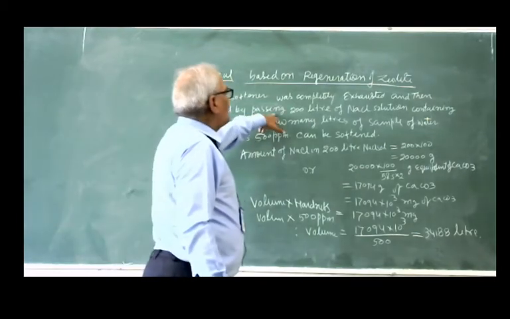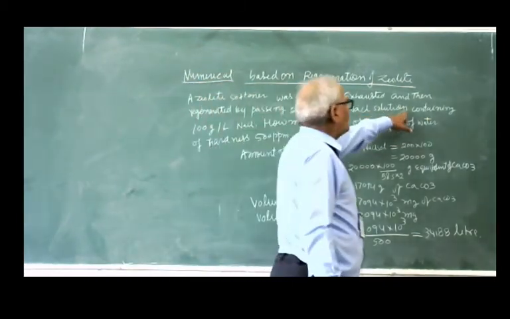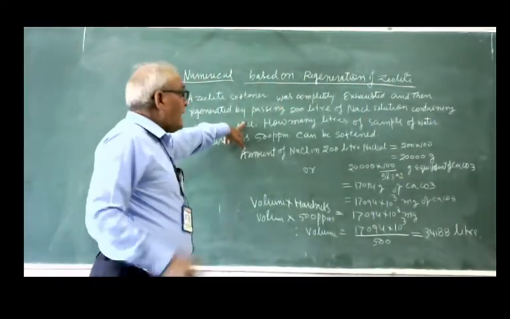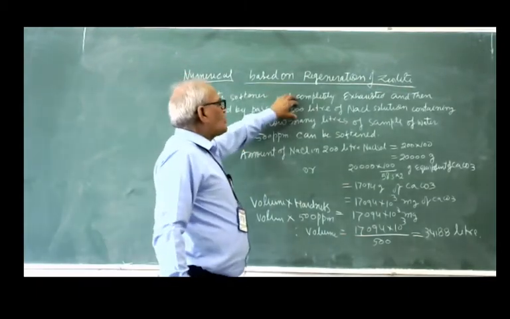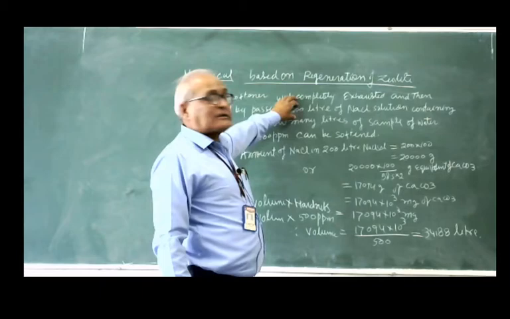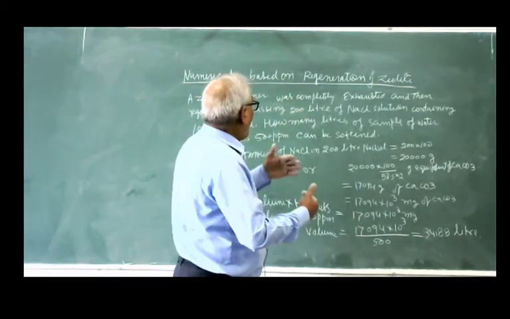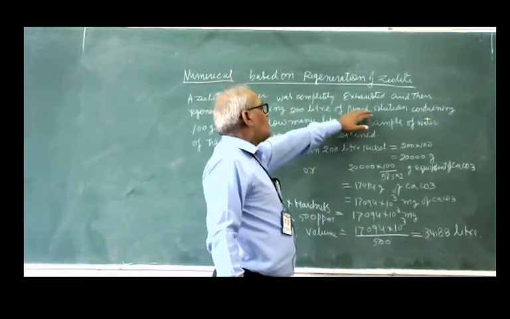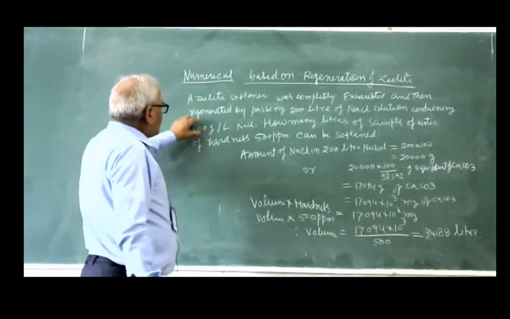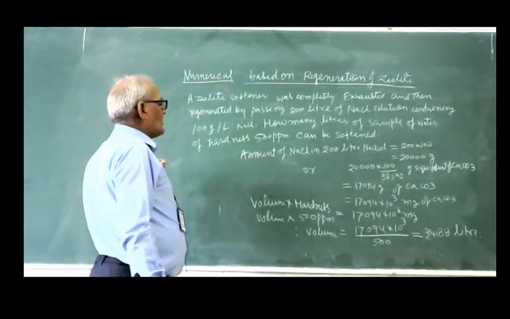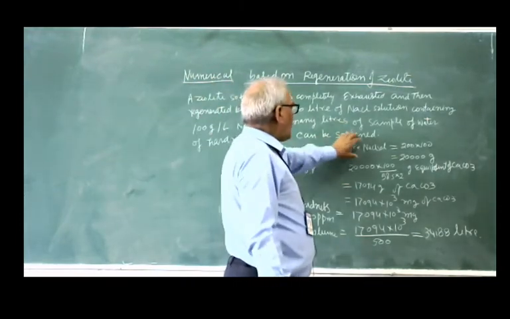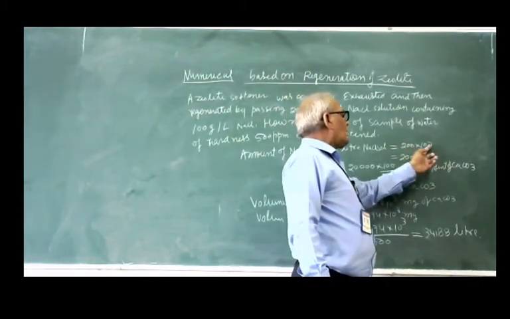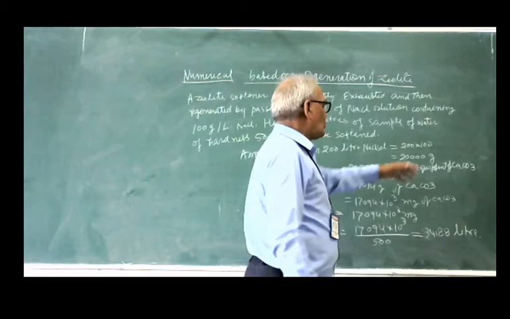regenerated by passing 200 liters of sodium chloride solution containing 100 gram per liter sodium chloride. It means there is a 200 liter sodium chloride solution, which is also known as brine water. So how many grams of sodium chloride are dissolved in 200 liters? It says 100 gram per liter. Good. So 200 liters of the sodium chloride solution contain how many grams of sodium chloride? 200 into 100, that is 20,000 gram of sodium chloride.